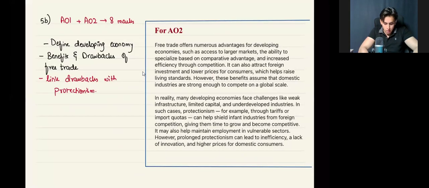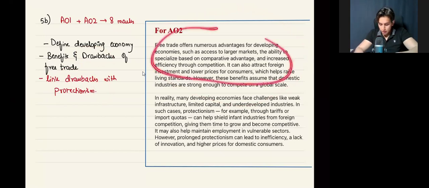Now, define developing economy, the basic knowledge part. Give benefits and drawbacks of free trade written in the notes. You can take help from here as well. Link drawbacks with protectionism. So the drawbacks of free trade are the benefits of protectionism, and the drawbacks of protectionism are the benefits of free trade. So you have to write benefits and drawbacks like that. So these are the paragraphs that you can take help from. Free trade has numerous advantages like larger market availability, comparative advantage and all that. Everything clear up till now?